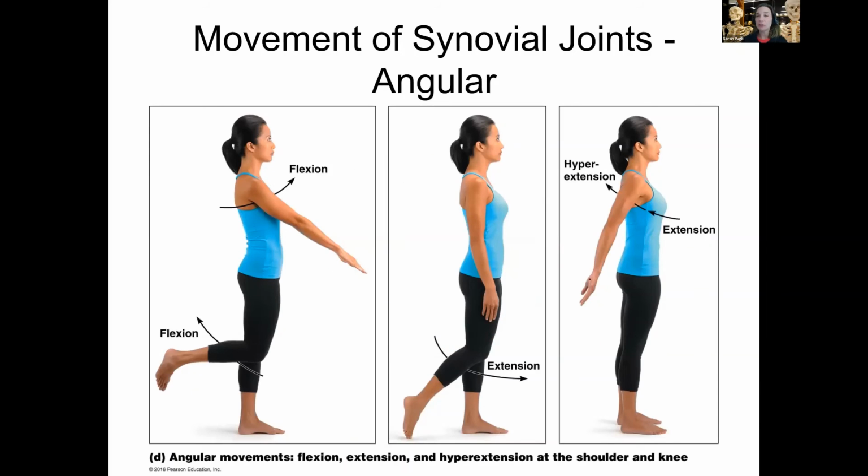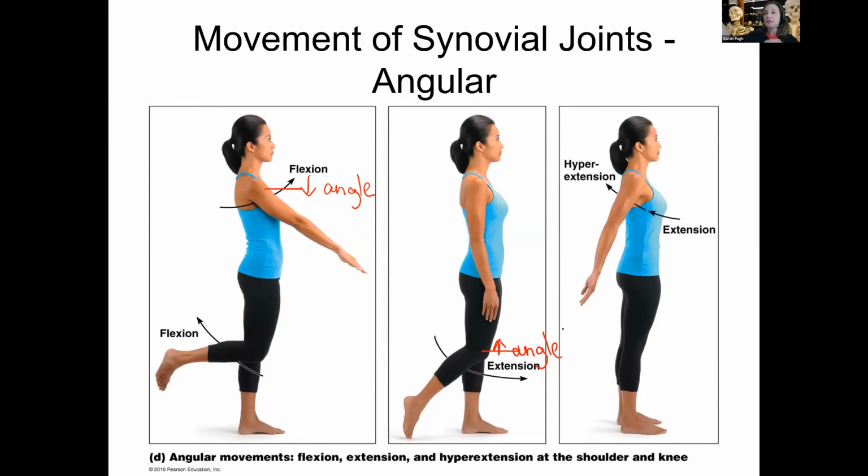Some angular movements would be things like flexion or extension. I always remember that flexion decreases the angle, and extension increases the angle.